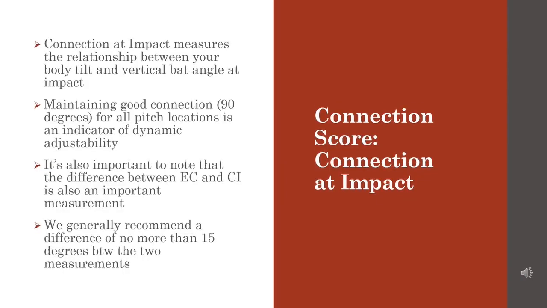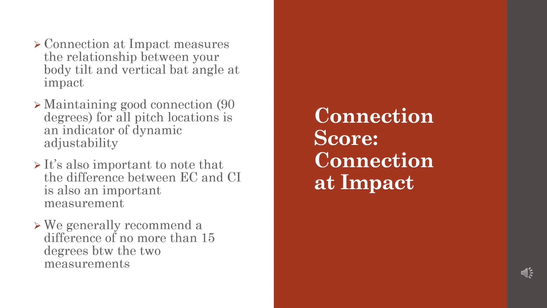Now we're talking about the connection at impact, which is the other end of the swing. Here we're talking about the angle between your spine and the angle of your bat at the point of contact. Once again, Blast is recommending a 90-degree angle at contact, but it's important to note that in addition to the angles on early connection and connection at impact, Blast suggests that the difference between those two angles be no more than 15 degrees to make for a more consistent swing.